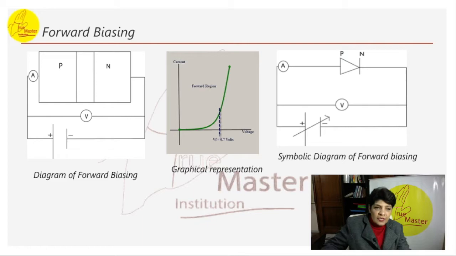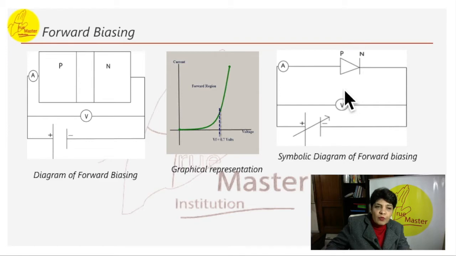In this, if you see here, this is P and N type. The positive terminal of the battery is connected to the P type. So P type has got the maximum holes, and this P type, which is the positive side, with a lot of holes in it, is connected to the positive of the battery. So it is forward biasing. This is a diagram of forward biasing, and this is the symbolic diagram of the forward biasing.